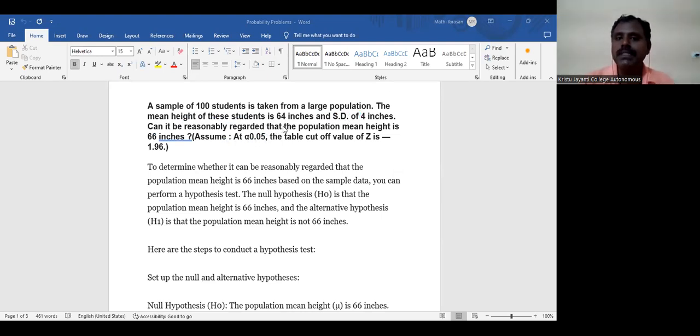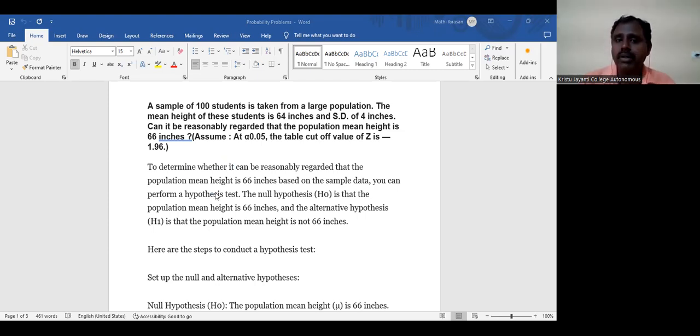The mean height of these students is 64 inches and the standard deviation is 4 inches. Can it be reasonably regarded that the population mean height is 66 inches? That means they're asking you to find out whether the population mean height is 66 inches, whether it is correct or not. They gave the alpha value, alpha 0.05, that is, the table cutoff value of Z is given as 1.96. As I already said, the standard normal table value will be provided in the question. So for the 5% significance level, they gave the Z value 1.96.